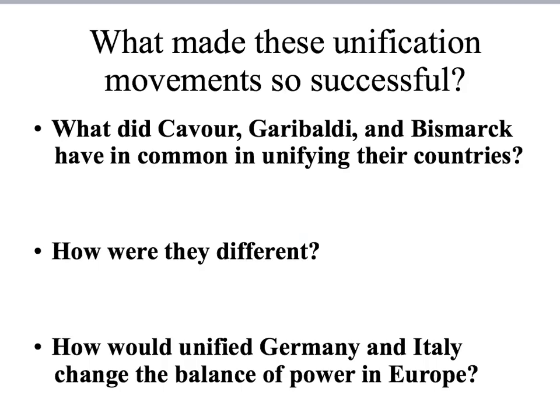Okay, so to review, we need to really ask these questions. What made these unification movements so successful? What did guys like Cavour and Garibaldi and Bismarck all have in common in unifying Italy and Germany? And then secondly, how do they do it slightly differently? Okay, and then lastly, how do you think a unified Germany or a unified Italy, how will this affect Europe, especially the balance of power moving forward?